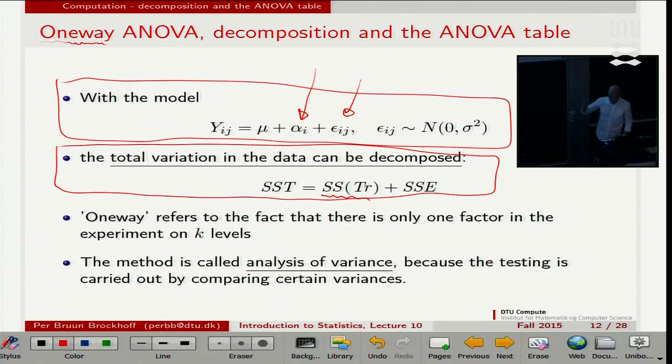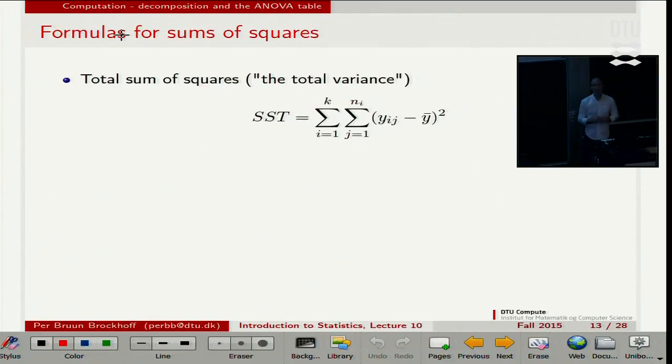And the last point, I've said that already. The funny name is due to the procedure that you will see now. The procedure to compare means involves certain variabilities.